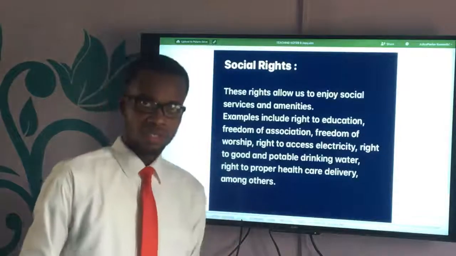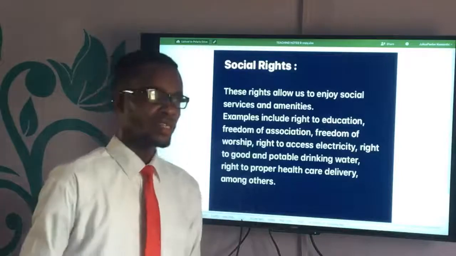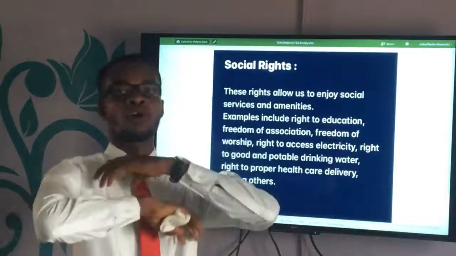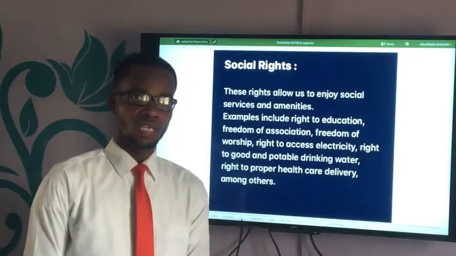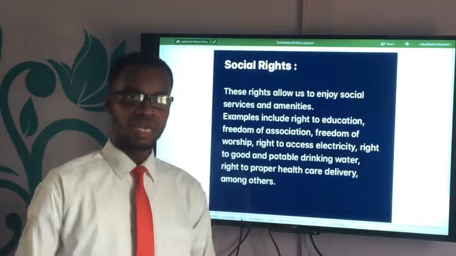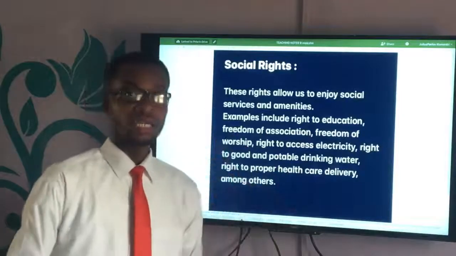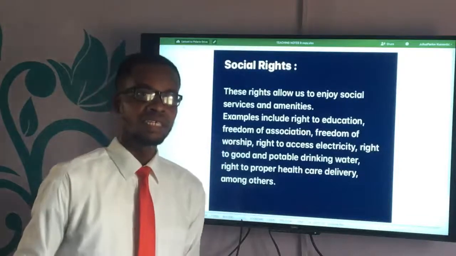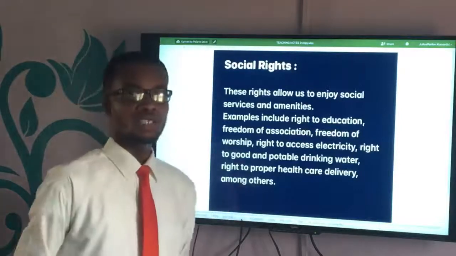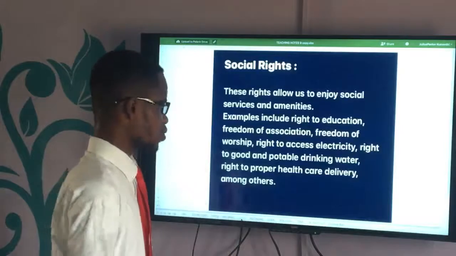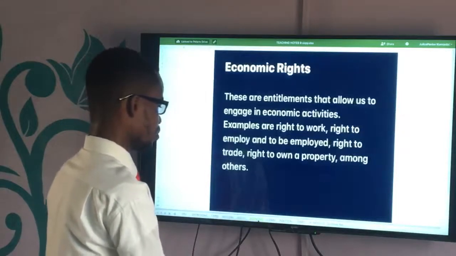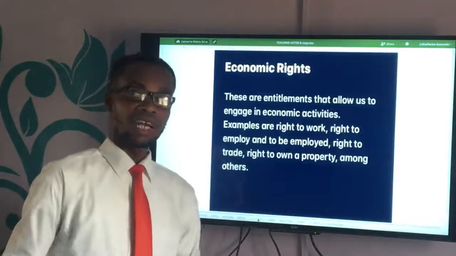It's your right. So if there is a policy that has to do with the National Health Insurance Scheme, it should be for all citizens. So the moment you have that, you can enjoy free healthcare to a certain level, and then other proper healthcare delivery services. These are social rights.